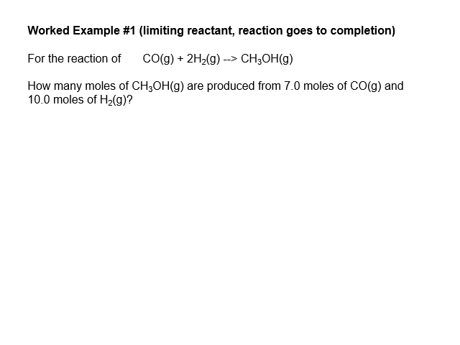In the first example, we'll look at a reaction that involves a limiting reactant, but the reaction goes to completion. We'll look at the reaction again of the carbon monoxide gas reacting with hydrogen gas to form methanol. The question is, how many moles of methanol are produced from 7 moles of carbon monoxide gas and 10 moles of hydrogen gas?